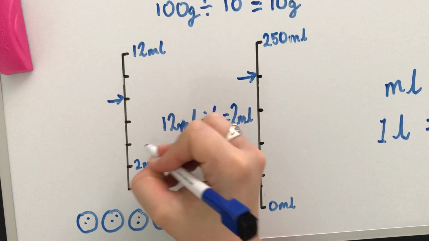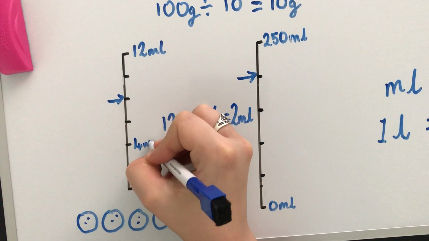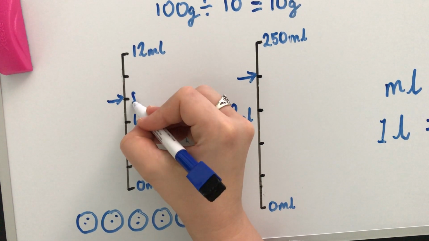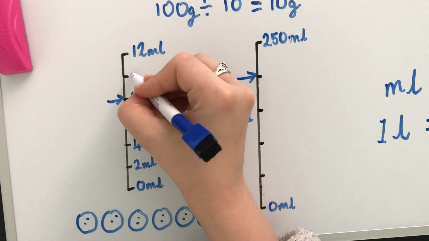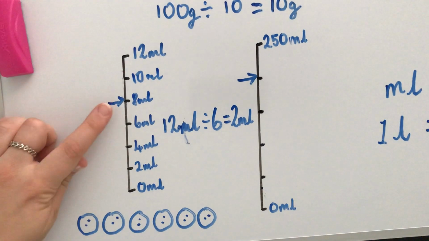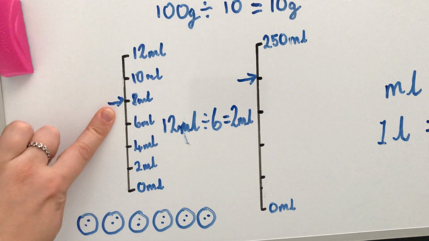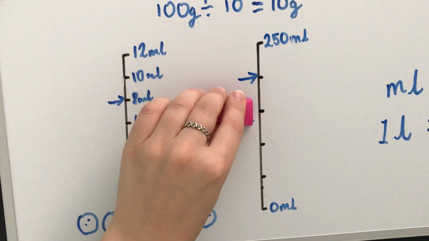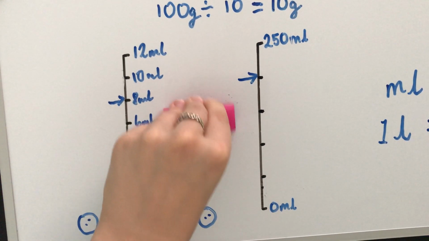So 2, 4, 6, 8, 10, and then 12. So what's the arrow worth? That's correct, it's worth 8 millilitres. Diane, I'm just going to rub that one out so that can see the next one clearly.